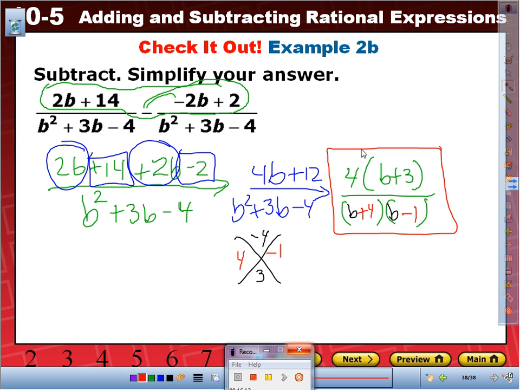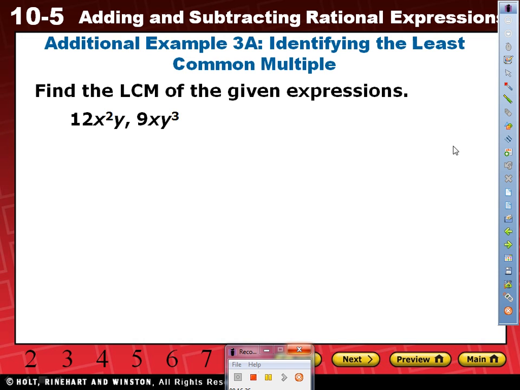Okay. Do another one. Copy this one down, please. Example 3a, and you're going to write: find the LCM of the given expressions. You're going to write 12x squared y, comma, 9xy cubed. Copy that, please. And we'll do that one together.